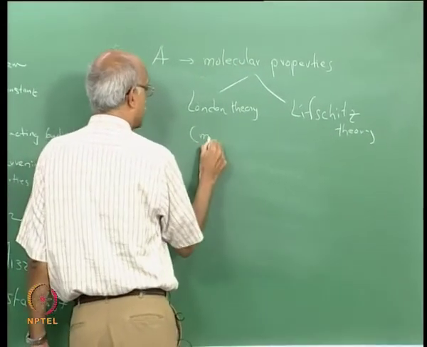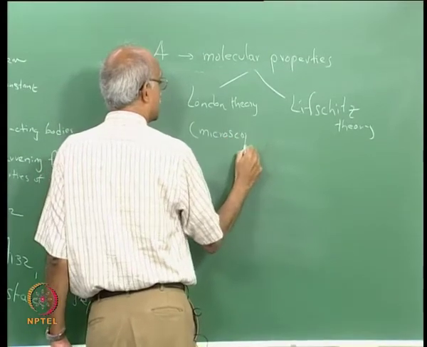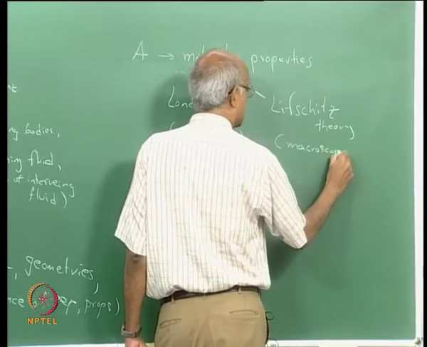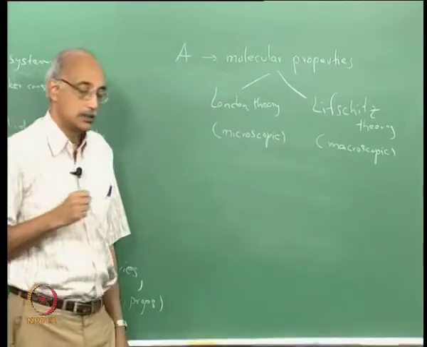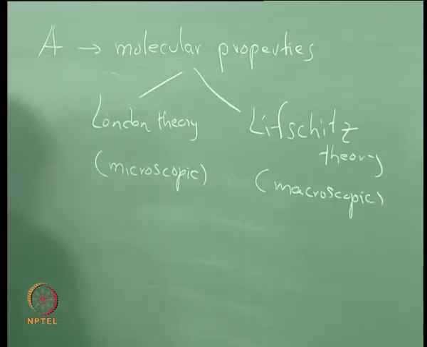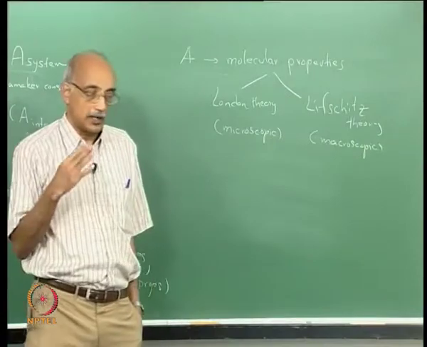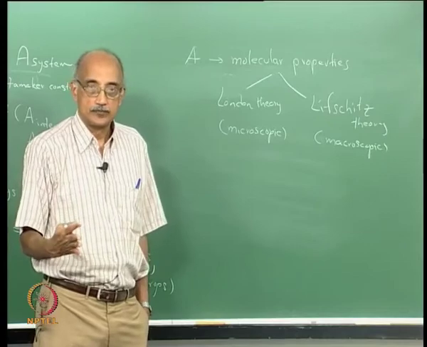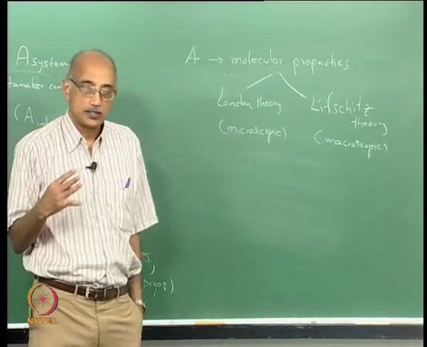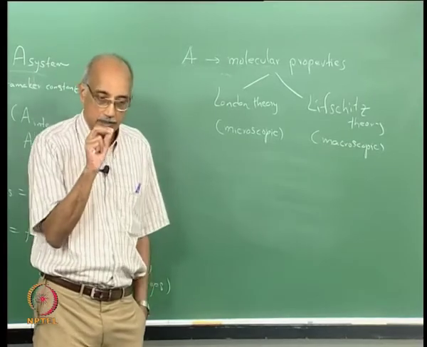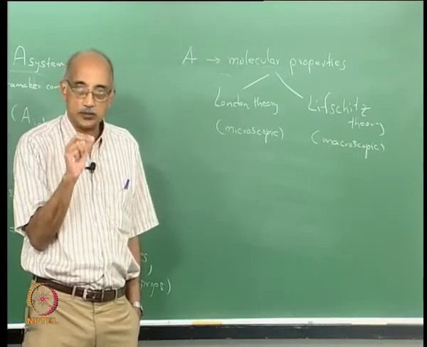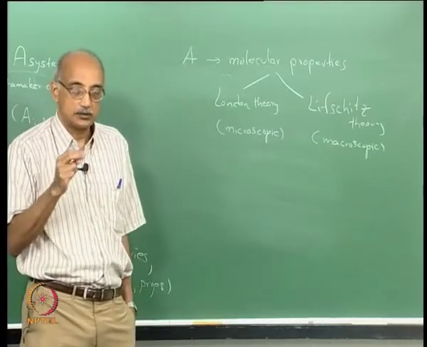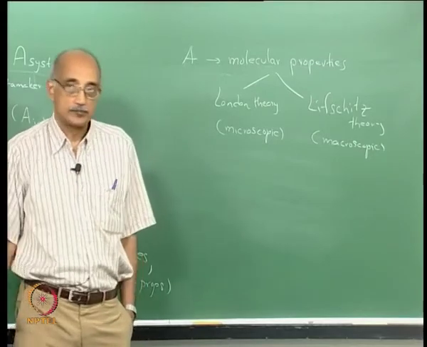The London theory is also known as the microscopic theory, and the Lifshitz theory is known as the macroscopic theory. So according to the London theory, you can calculate the Hamaker constant by characterizing piecewise binary interactions between adjacent particles and then adding them up. That's why it's called a microscopic approach, because it looks at individual pairs of atoms or molecules or particles, estimates the forces of interaction between them, and then does this sequentially and adds them all up.